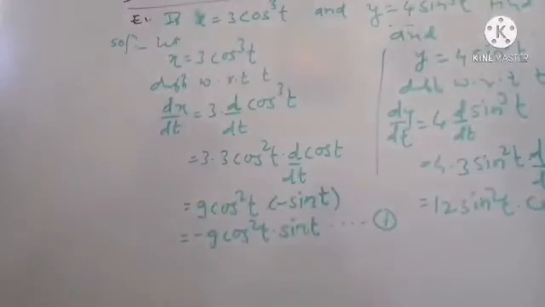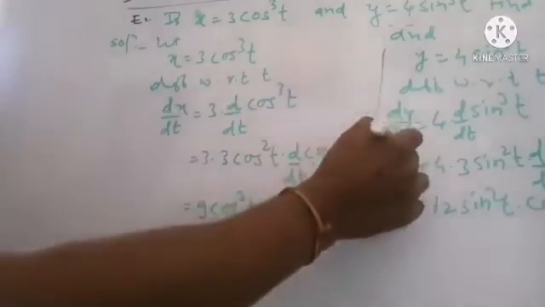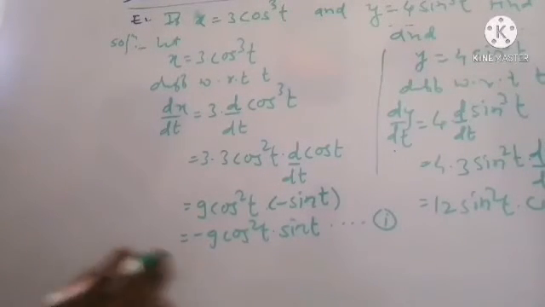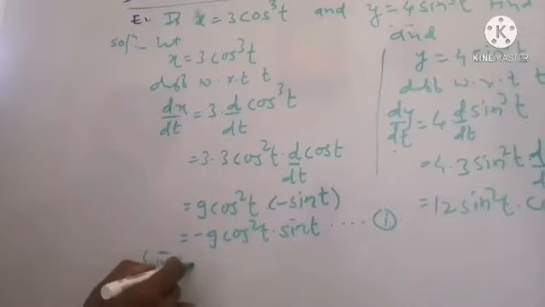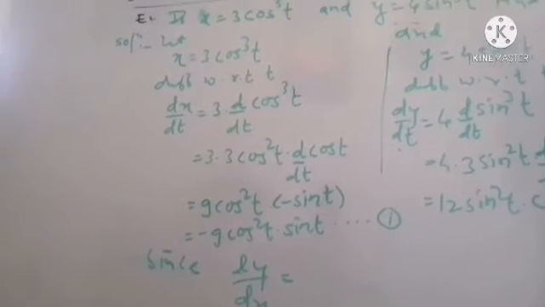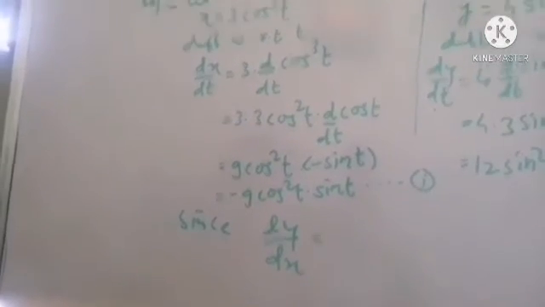See, number 1 is the derivative of x with respect to t, and number 2 is the derivative of y with respect to t. Now we have to find dy by dx, and by the rule of composite function, dy by dx is equal to what?